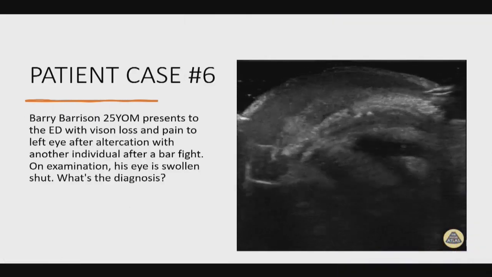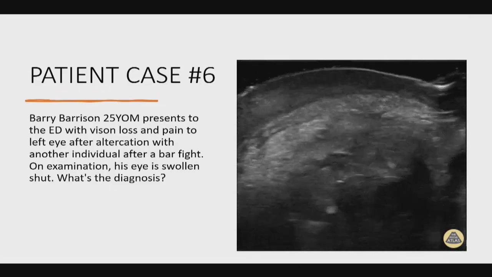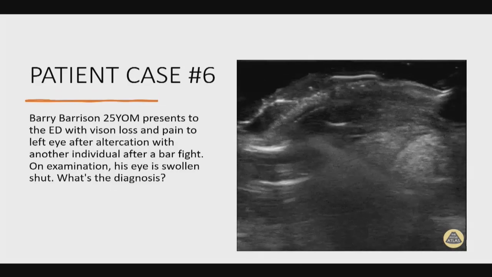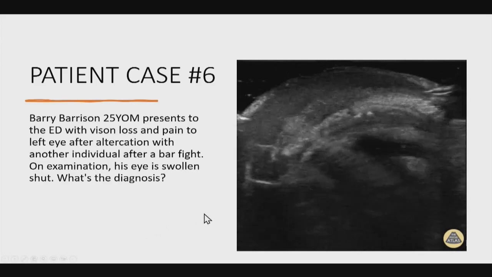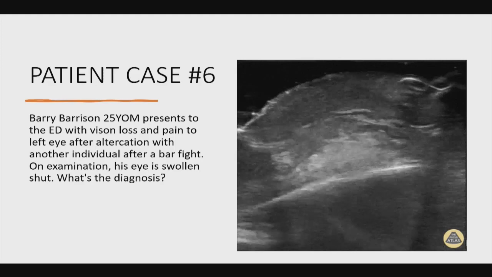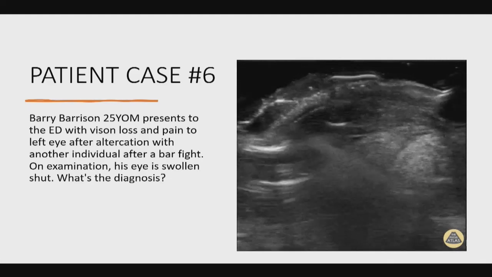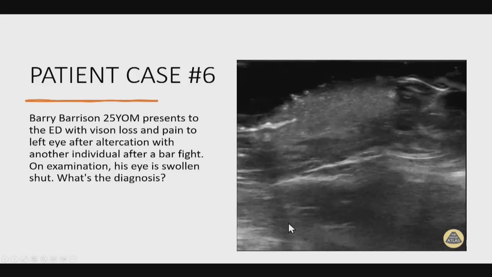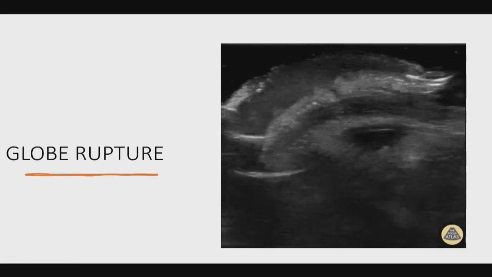So a guy comes in, he's had some altercation at a bar or some other place. His eye's swollen shut. You don't really know what's going on. You throw the ultrasound probe on his eye, and this is what you see. What are you guys thinking? Exactly. I don't know what that is either. So if that ever happens to you, I want you to think of globe rupture.